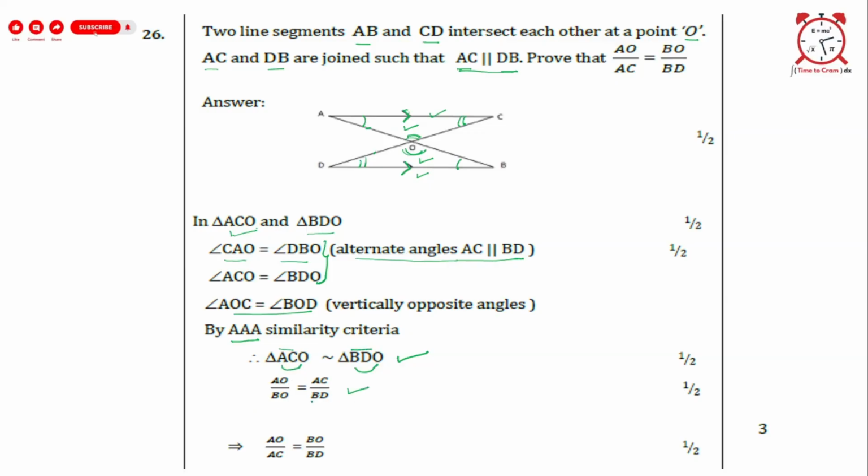Then after modifying them, AC we will bring here, BO we will take here. Then we will get the required result as AO upon AC equal to BO upon BD. So it is a very simple sum. By the similarity concept, we can easily prove this type of sum in the board examination. So do not worry, start with the basic concept here, parallel line and transversal, you can easily prove it, don't worry.